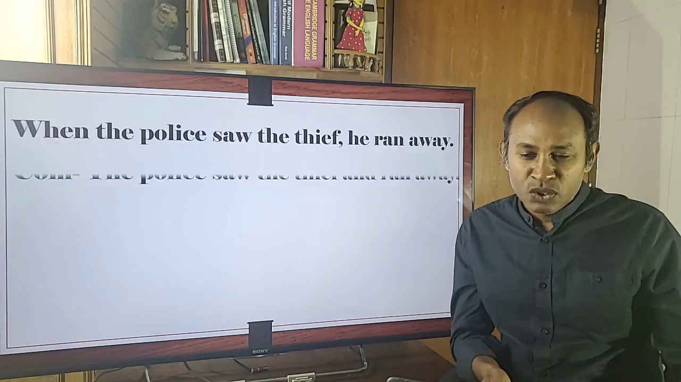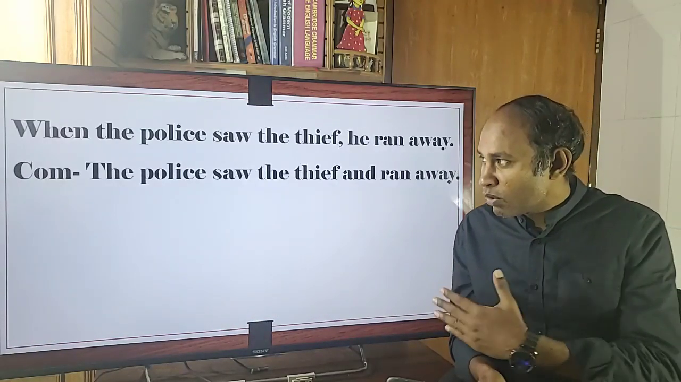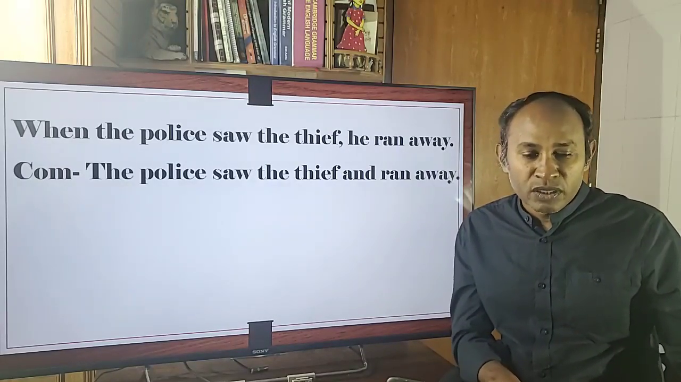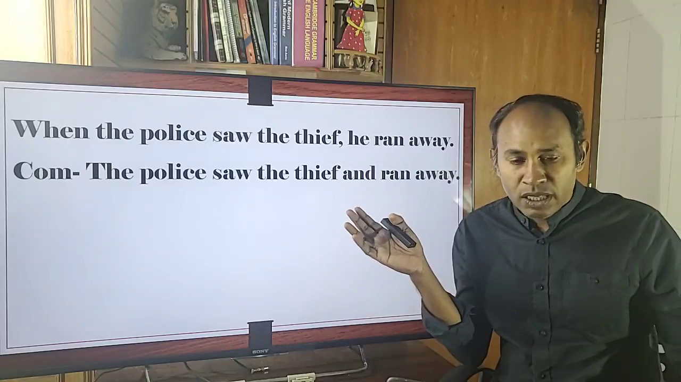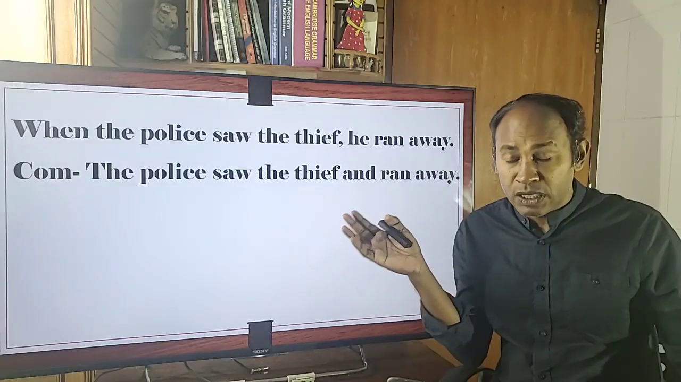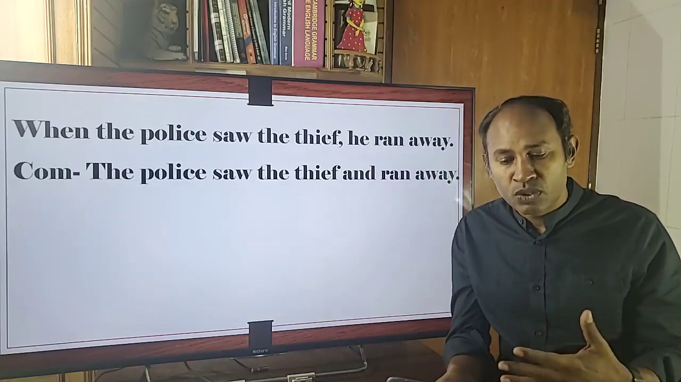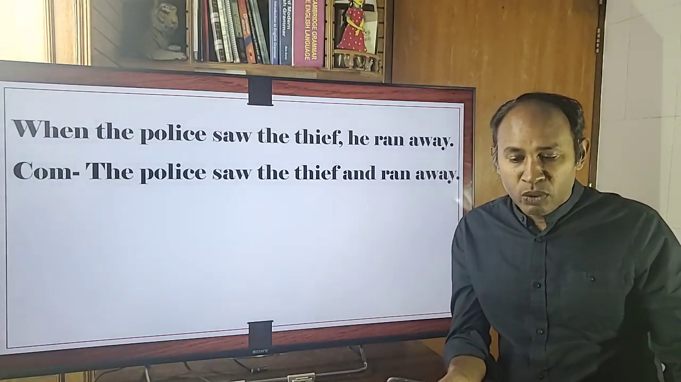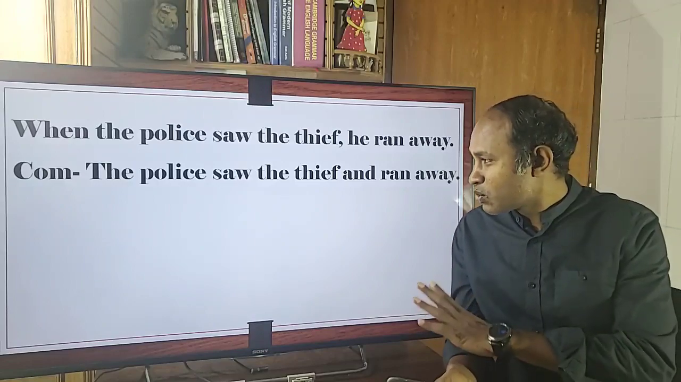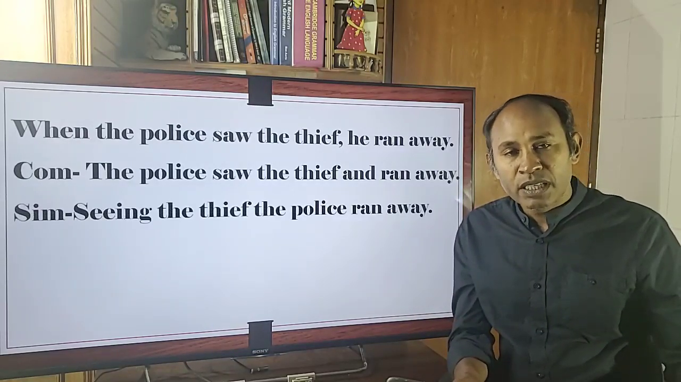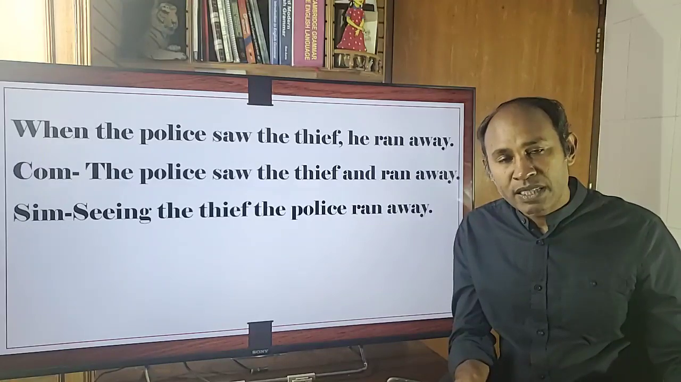So let's see now. Here you see, when the police saw the thief, he ran away. So here in this sentence, you see there is a compound. To make it compound: the police saw the thief and ran away. So simply we will use 'and', okay? And just to make it a simple sentence, we will have to use a present participle.